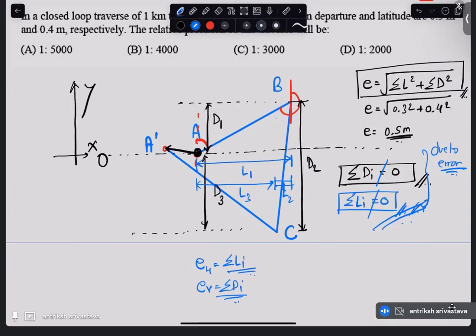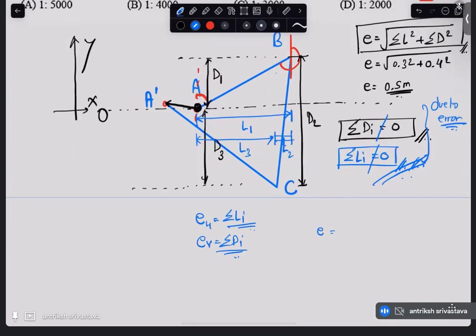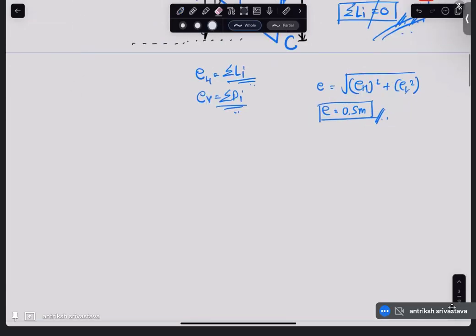All right. And the total error, which is basically the resultant error, is the sum of these two values, which we have as 0.5 meters. Now, but that is not what is asked of us. What is asked of us is relative precision.